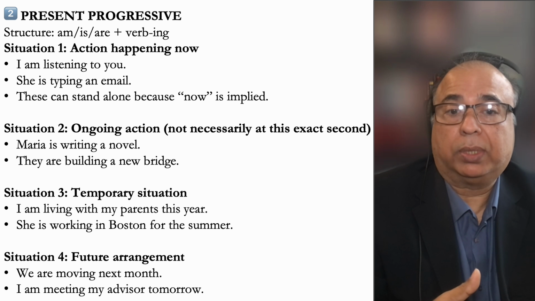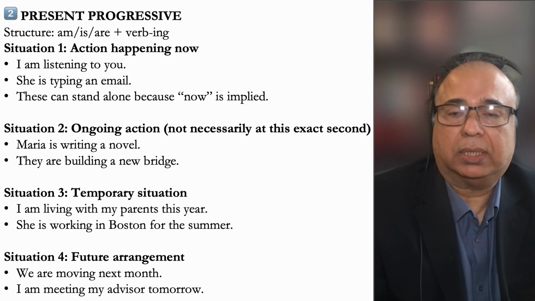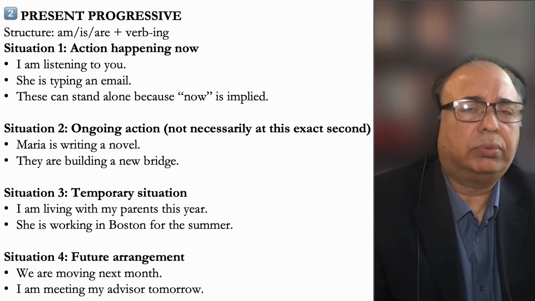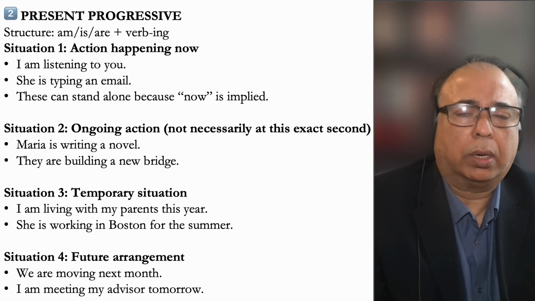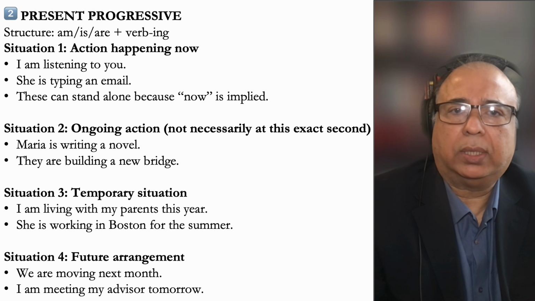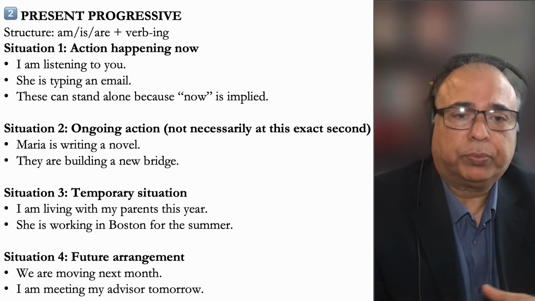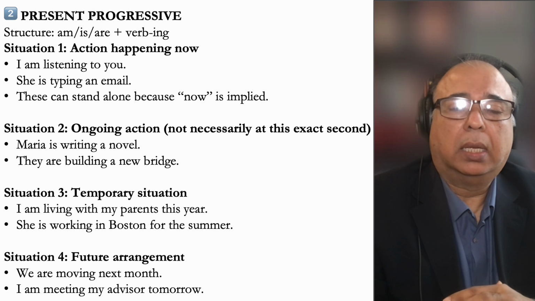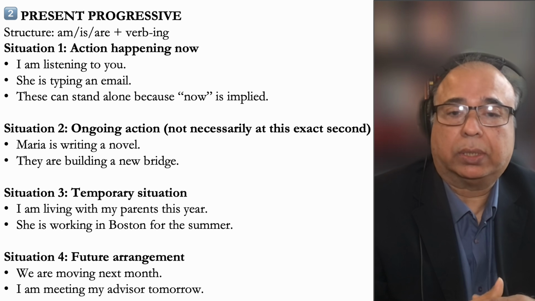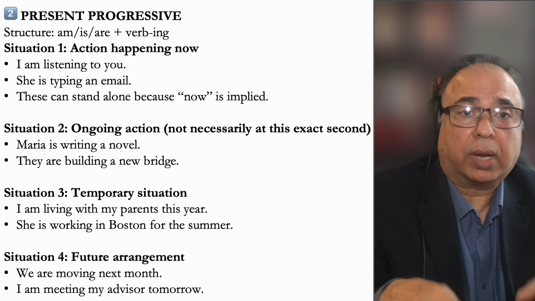These can stand alone because now is implied, right? She's typing it. What is she doing? Oh, she's writing a story. Or what is Emily doing? Emily is studying with Professor Varsi. Now, okay? Another situation is to express ongoing action, which doesn't mean right now.